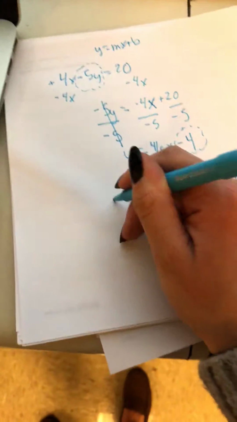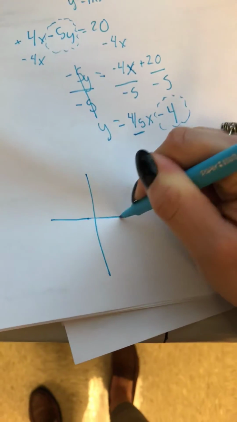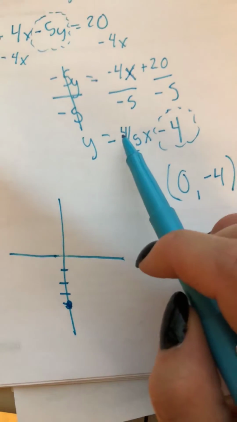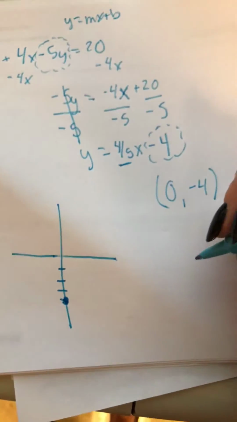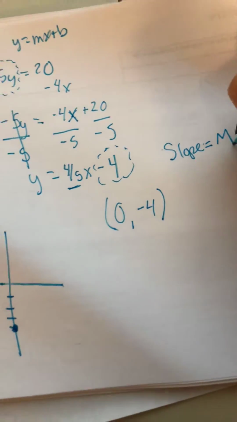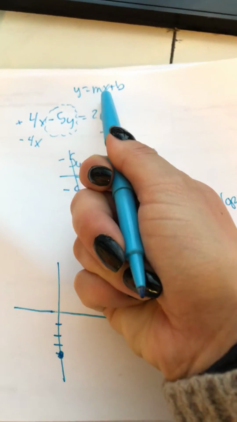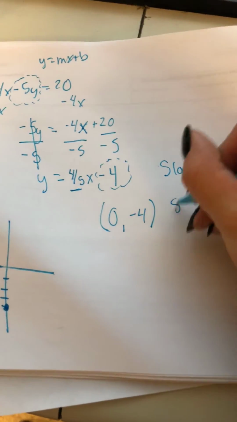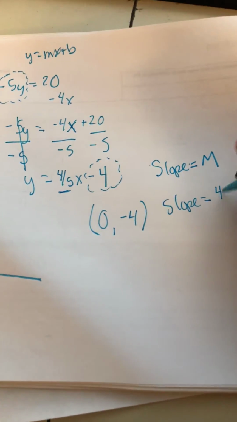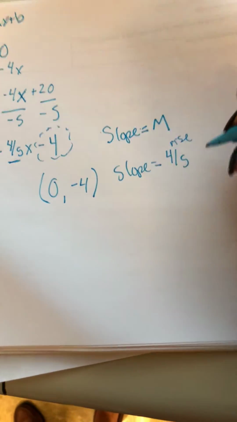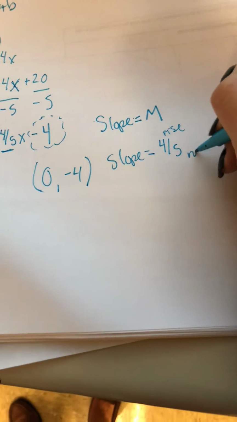So I'm going to go ahead and graph the y-intercept at negative 4. And then it's telling me I have to rise 4 and run 5. The slope is my m value. y equals mx, it's just the m, you guys, not the x too. So my slope is 4/5. The 4 is my rise, and the 5 is my run.